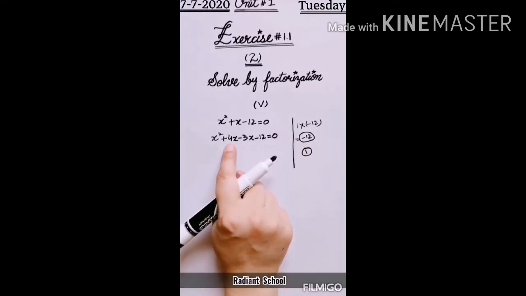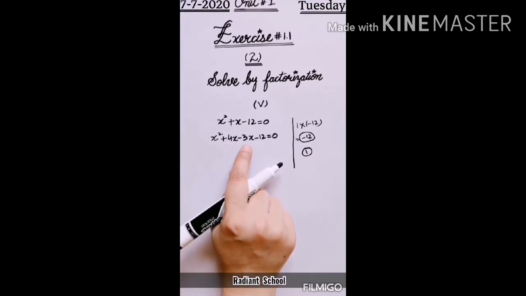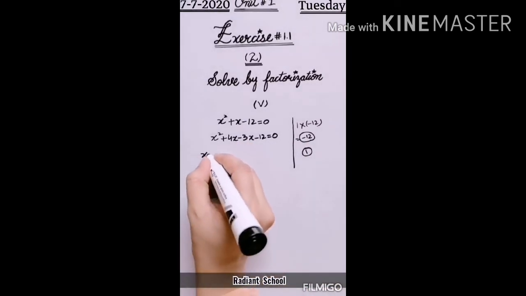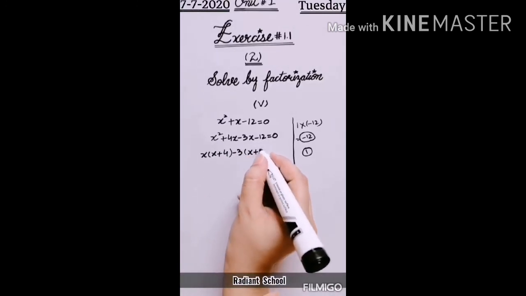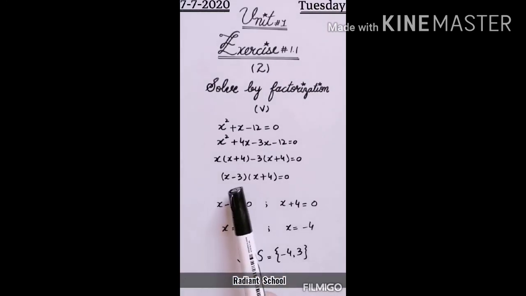When I subtract them, 4 minus 3, it will be 1. When I multiply plus 4 by minus 3, it will become minus 12, and the variable with them we will write is x. So x I will take common, x plus 4, minus 3 common, x plus 4 is equal to 0. Okay students, now x minus 3 and x plus 4 are two factors, and we will put them one by one equal to 0. x minus 3 is equal to 0, x plus 4 is equal to 0. The value of x from here is 3. The value of x from here is minus 4. Minus 4 and 3 is your solution set.